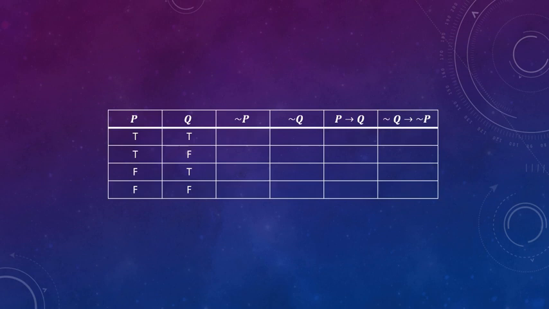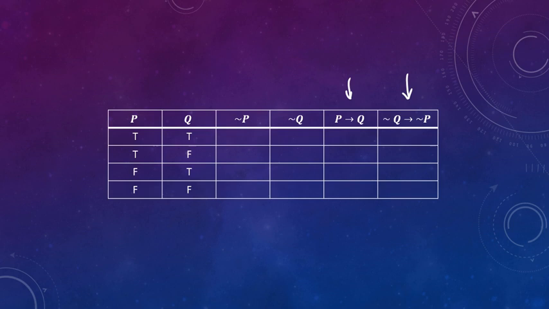Now, what we're going to do is we're actually going to go through a truth table, and we're going to show how a conditional statement and its contrapositive are logically equivalent. We're going to show that we're going to come up with the same set of truth values for the conditional and the contrapositive. So we have our 4 rows, each of our 4 possible combinations of truth values for P and Q.